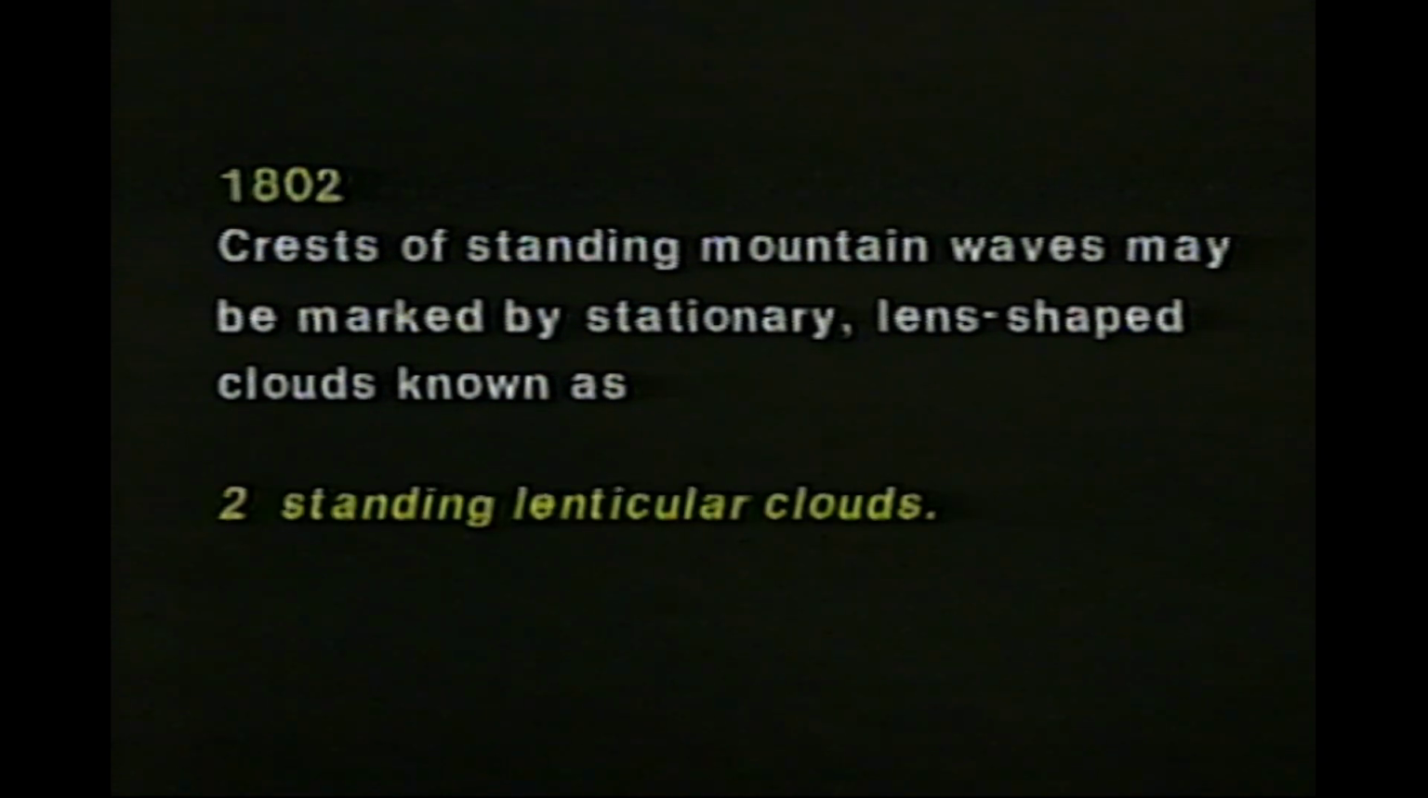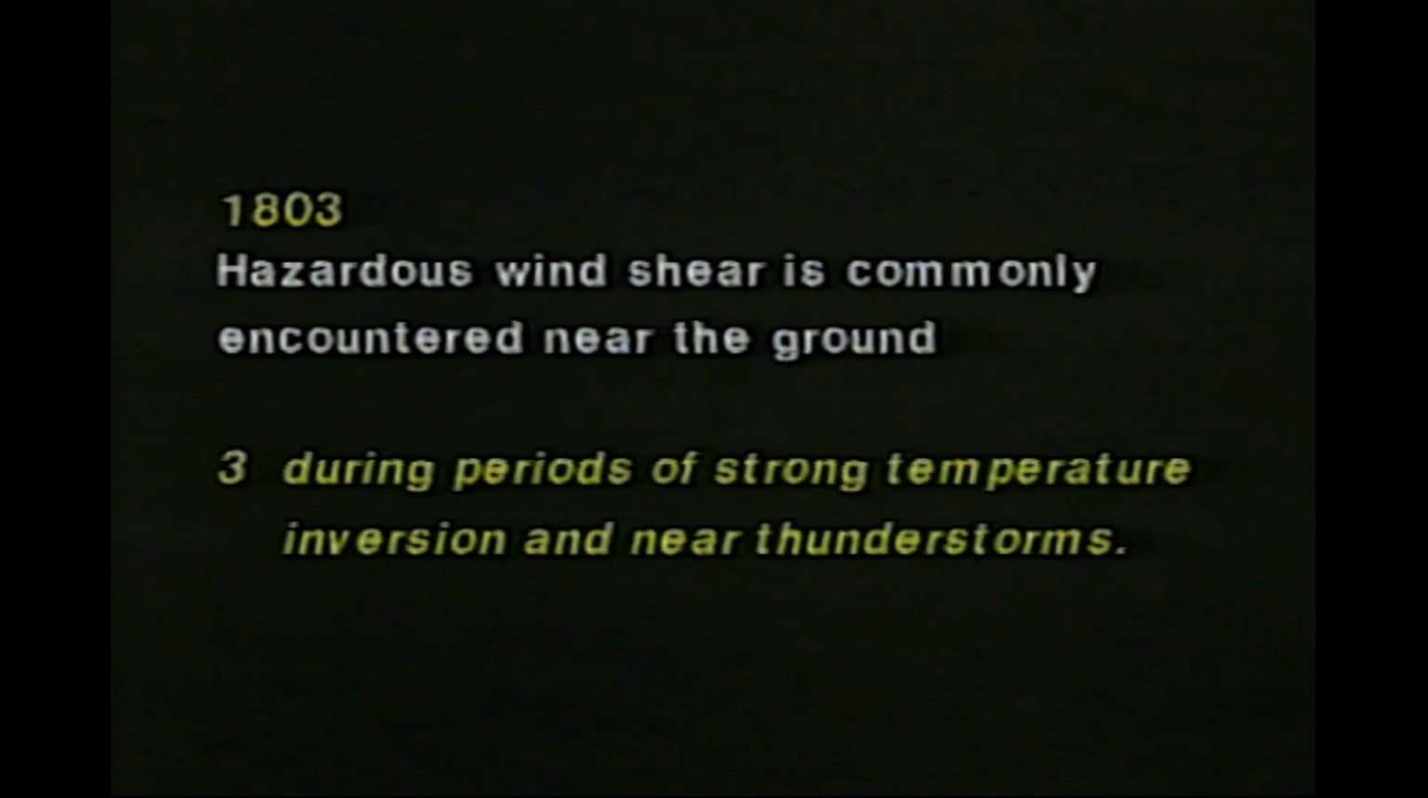Question 802. Crests of standing mountain waves may be marked by stationary lens-shaped clouds known as. Well, they're called standing lenticulars. Answer number 2, standing lenticular clouds. Lens-shaped, lenticular. Just remember that. Question 803. Hazardous wind shear is commonly encountered near the ground. Answer 3, during periods of strong temperature inversion and near thunderstorms.